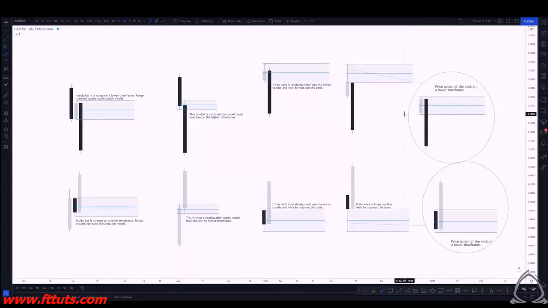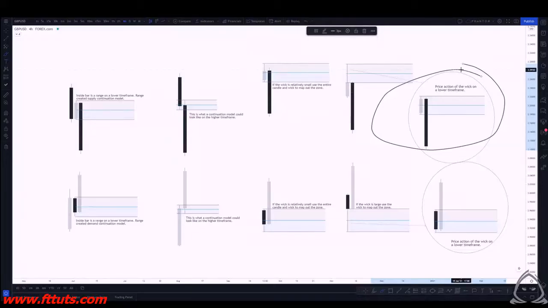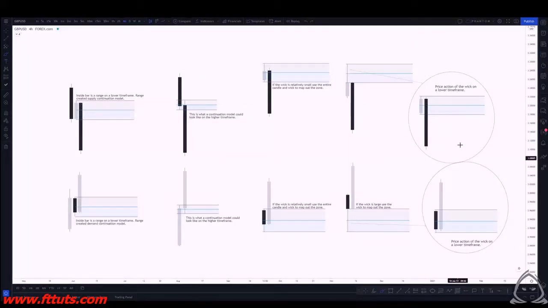But all is to say that what we're doing with drawing our supply zone in this case within just the wick and not including the body is simply a refinement, using the understanding that what's happening on the lower time frame within this wick is simply a supply zone being created. But again, there's nothing wrong with using the entire candle for mapping out your supply zone. This is simply for refinements and just understanding the fractal nature of the markets.